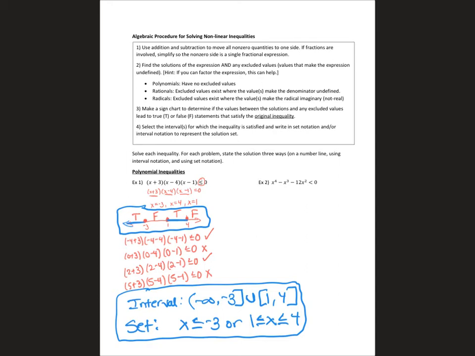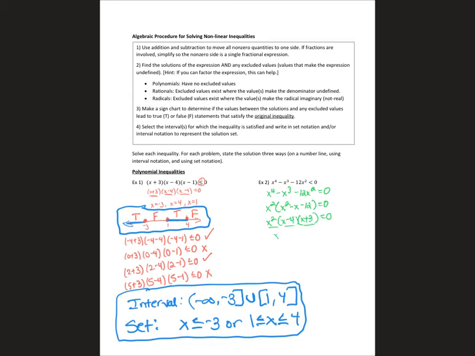All right, example 2, we have a 4th degree polynomial. This time it's x to the 4th minus x cubed minus 12x squared is less than 0. Everything's to one side. I'm going to go ahead and make this an equation. I can factor out an x squared. I can factor this trinomial inside the parentheses into x minus 4, x plus 3.